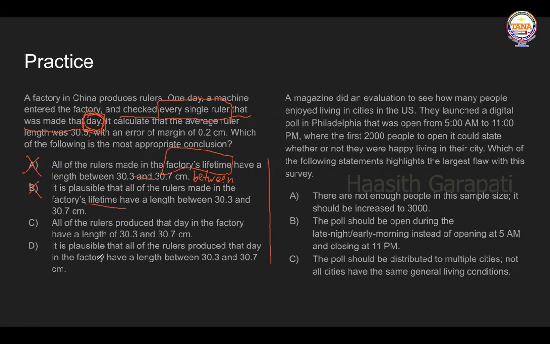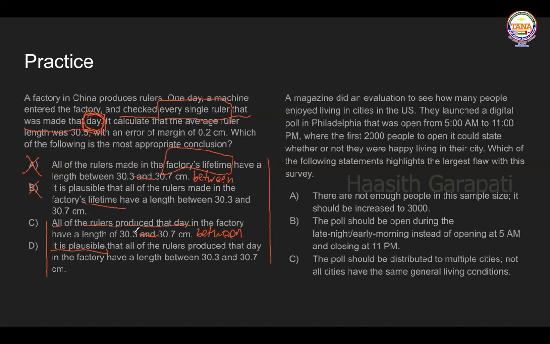C, all of the rulers produced that day in the factory have a length of 30.3, and oh, this is another error. That should be "between". Apologies if you saw the "and" and you had to change your answer based on that. Okay, C and D, basically the same thing, except D says it is plausible, while C says all of the rulers produced that day. Now, from the last question, you might have thought, oh, okay, well, we don't want to make any assumptions, right? So we should always say it is plausible, right?